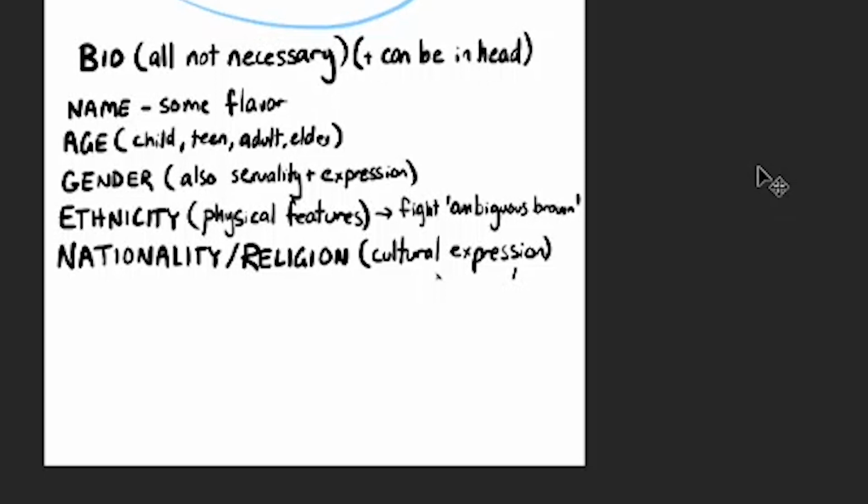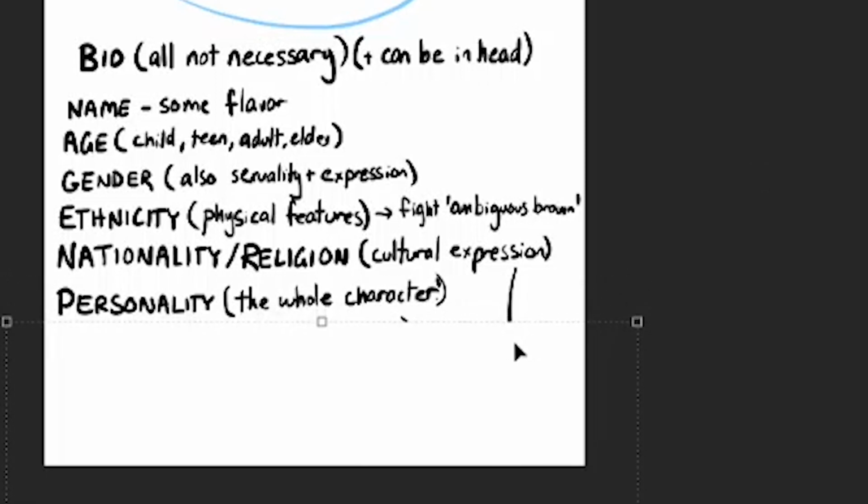So that's cultural expression. Do they wear cultural dress? If it is a Muslim character, do they wear a hijab? Stuff like that obviously would influence the design. In the case of this character, it's based on Greek culture and Greek traditional dress, so that influences the design. And then, obviously, a very important part of the bio is the personality of the character. This is the character. Every part of the design should work to support the character and make it easy to communicate what the character is about.